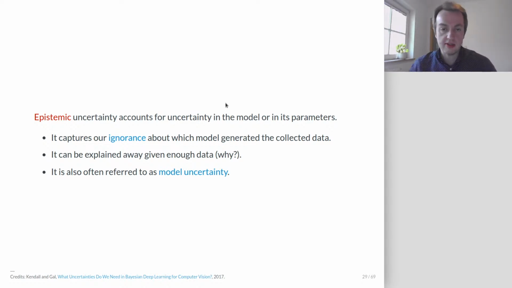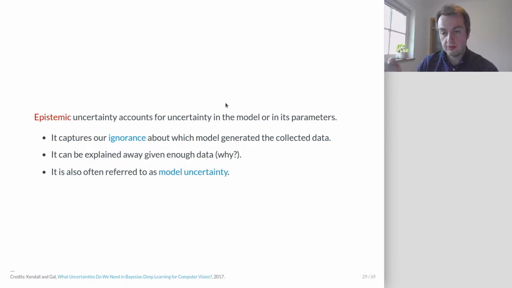And this ignorance can be either about, for example, which model is the most appropriate to model the data that you've collected. So you could say, let's say you want to fit a polynomial, but you don't know the degree of the polynomial that you should use. So that's more like a structural ignorance because you don't know the degree of the polynomial.